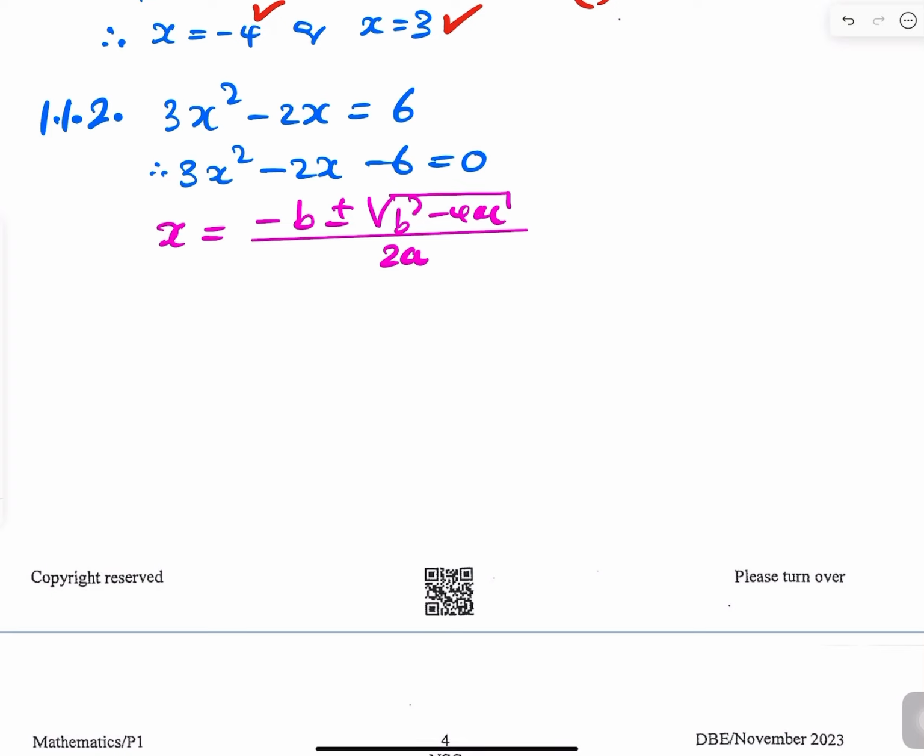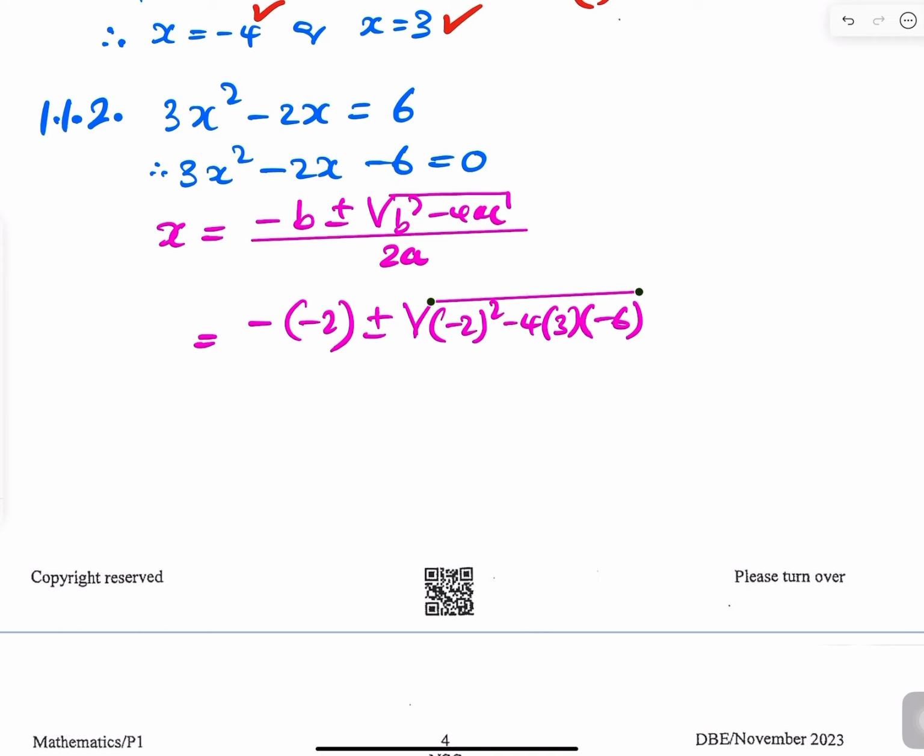Now, your b in this equation is minus 2, your a is 3, and then your c is minus 6. Let's do that quickly. We have a minus b, so b is negative 2, and then a plus or minus the square root of the discriminant. And then you have minus b, then you square this, minus 4 into a. So your a is 3 into c is minus 6.